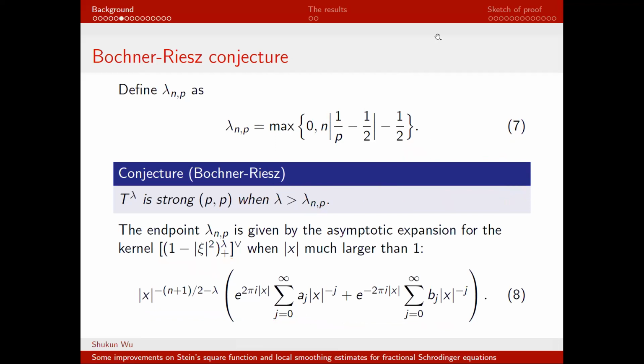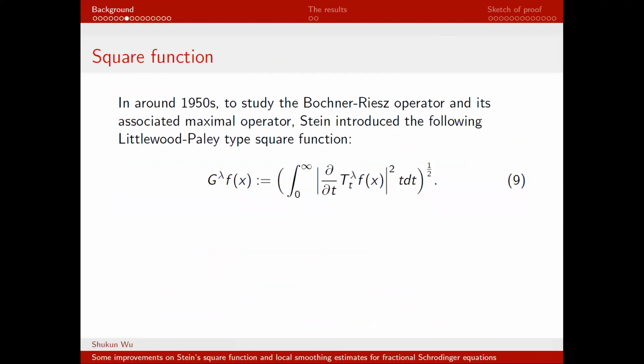Okay, now let's introduce our main target today, which is the square function. So around the 1950s, to study the Bochner Riesz operator and its associated maximal operator, Stein introduced the following type, Littlewood-Paley type of square function. This formulation may be a little bit complicated to digest, and later we will give a clearer version to understand it.